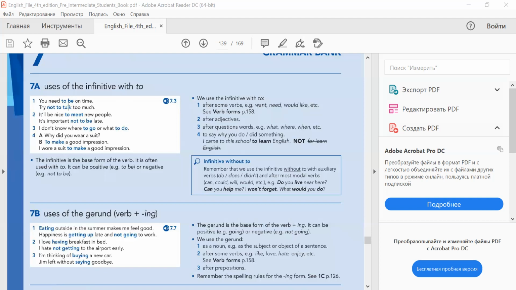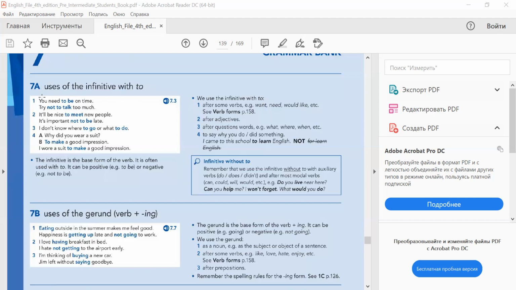Мы используем инфинитив после определенных глаголов в английском языке. Например, такие как want, need, would like. И еще другие глаголы, которые мы сегодня с вами посмотрим. После них мы используем инфинитив. Если нам необходимо поставить глагол после этих глаголов, мы обязательно используем инфинитивную форму глагола, то есть со словом to. Как здесь было написано, да, после need мы употребляем to. To be. Дальше слово try тоже употребляется с инфинитивом.